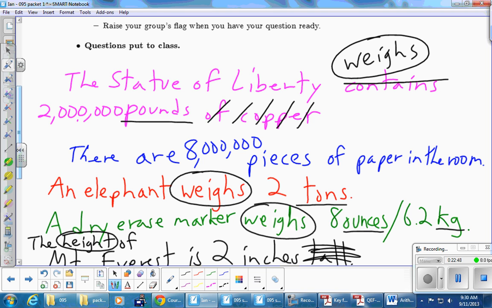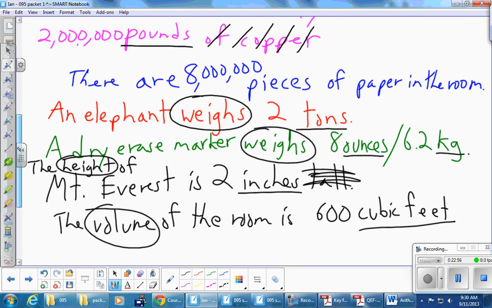Well, look, I had 2 million pounds. What was the pounds called? Quantity or unit? That's a unit, right? So the word that follows the number seems to be the one that's underlined. Let's see if that's true down here. Is the word following the number underlined? Yes. Is the word following the number underlined? Yes. Is the word following the number underlined? Yes.